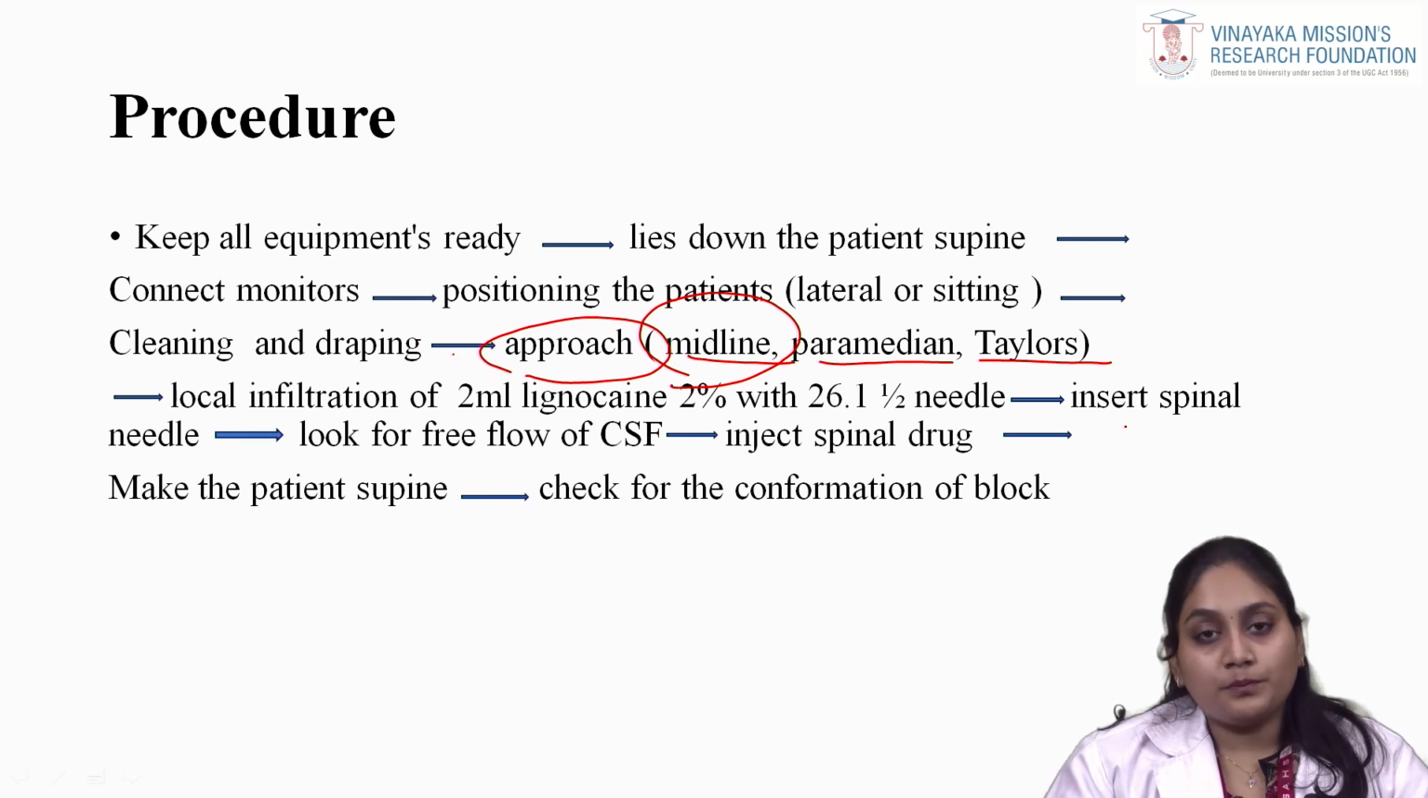2 to 3 ml of bupivacaine we can inject into the space with or without adjuvant. And immediately after the injection, make the patient supine, check for the BP.